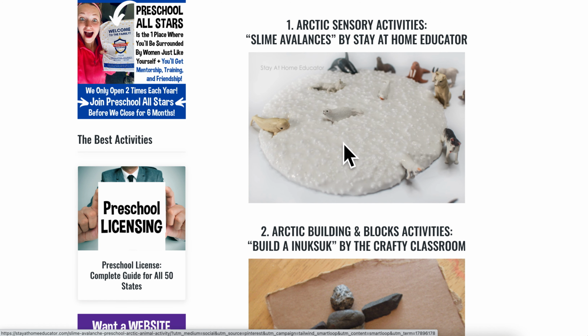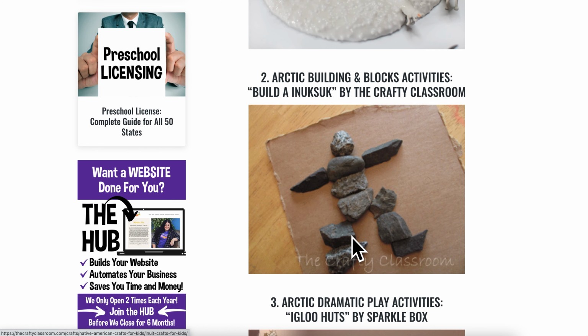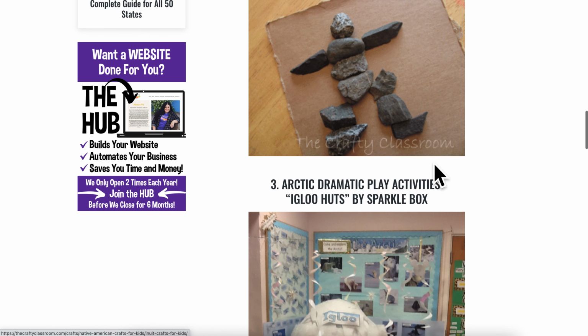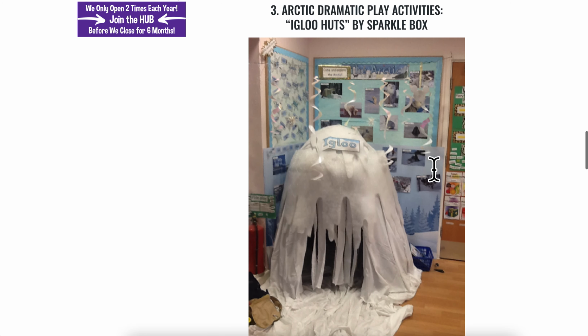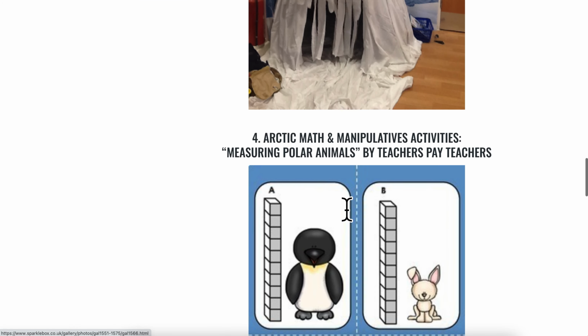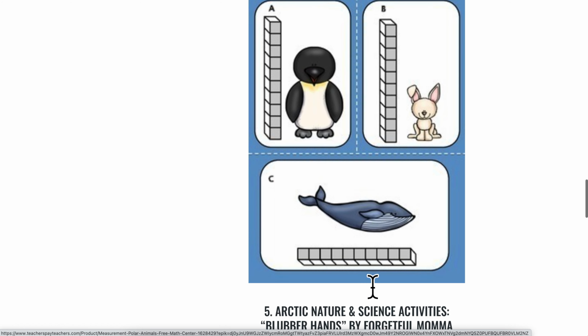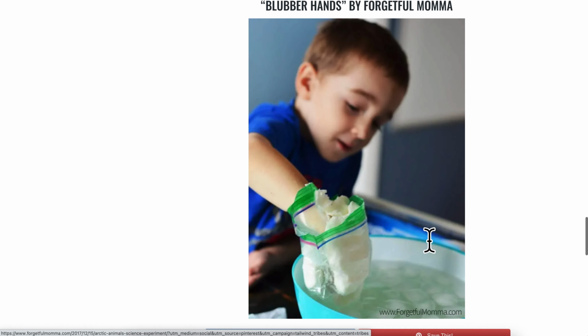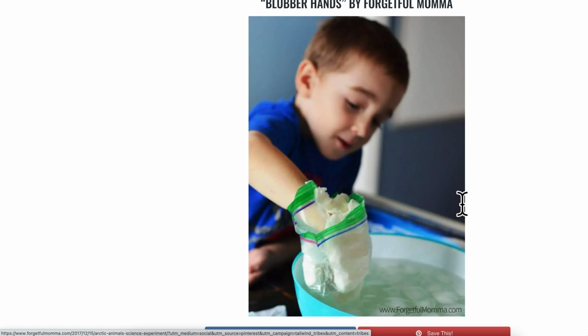So right here, you can choose, like, hey, here's our sensory. That would be great to put in your sensory bin. This is a really fun activity to bring over to your block area. You can make igloo huts for dramatic play. Here's a great math and manipulative. And then, of course, blubber hands. We all love this experiment, don't we?